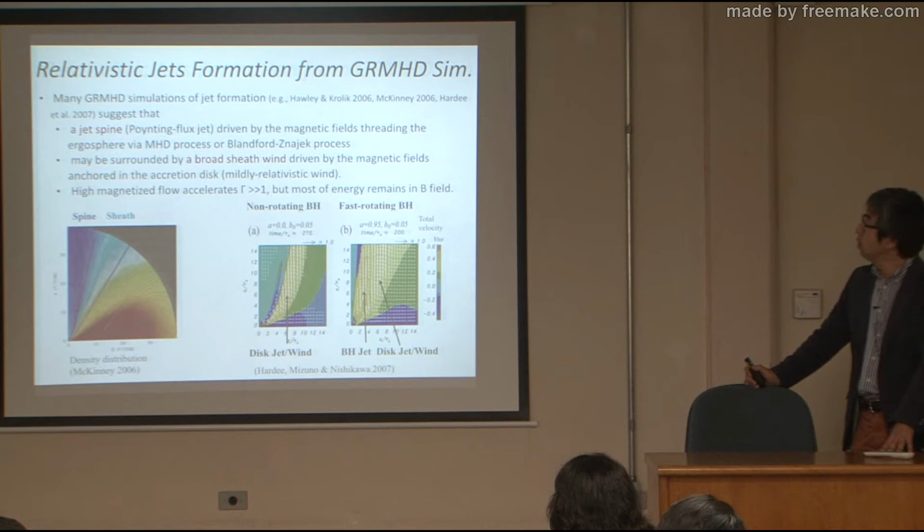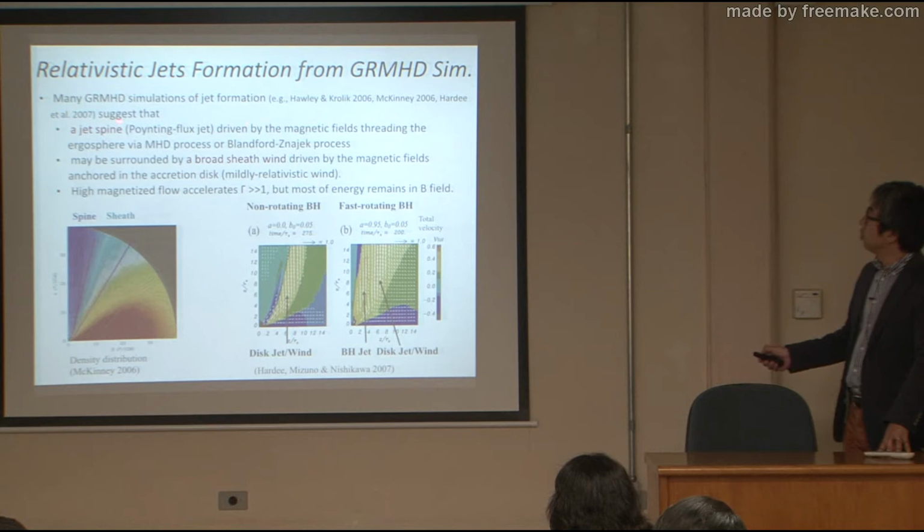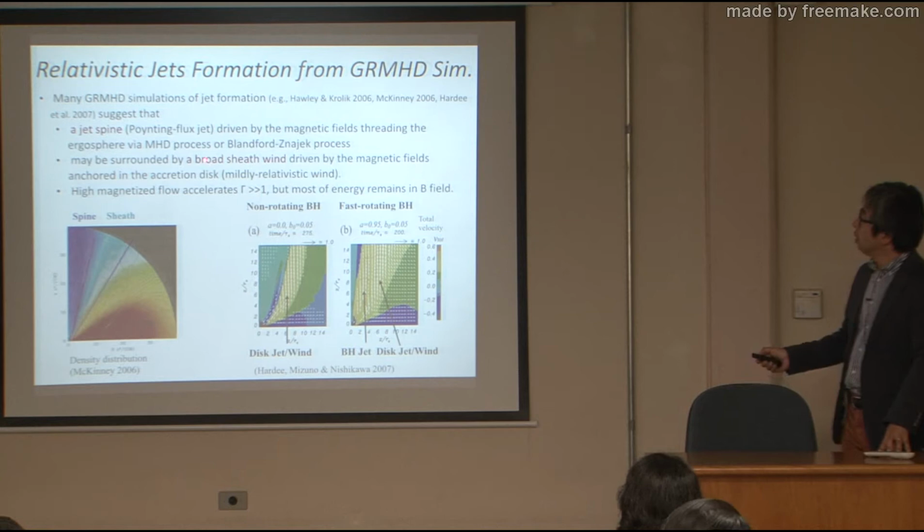And then many GRMHD simulations of jet formation also suggest that the spine of the jet is driven by the magnetic field threading the ergosphere, the MHD process or Blandford-Znajek process, by the broad-sheath wind driven by the magnetic field anchored in the accretion disk. So maybe this is also a mildly relativistic wind. And then it becomes a highly magnetized flow, accelerated to a Lorentz factor of more than one, but most of the energy remains in the magnetic field in this case.